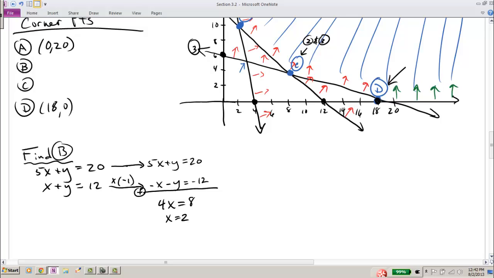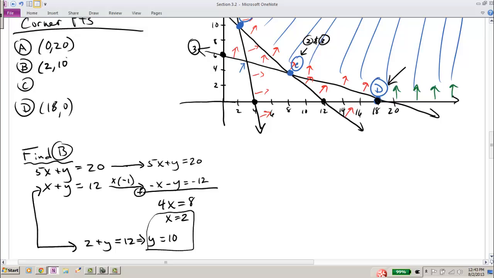Now that we know the x-coordinate, we can find the y-coordinate. I think I'll use the second equation, that'll be a little bit easier. x plus y equals 12. Using x equals 2, we get 2 plus y equals 12, which means that y is 10. And so these are the coordinates for the corner point B here, 2, 10. Now we'll do the same thing to find corner point C.